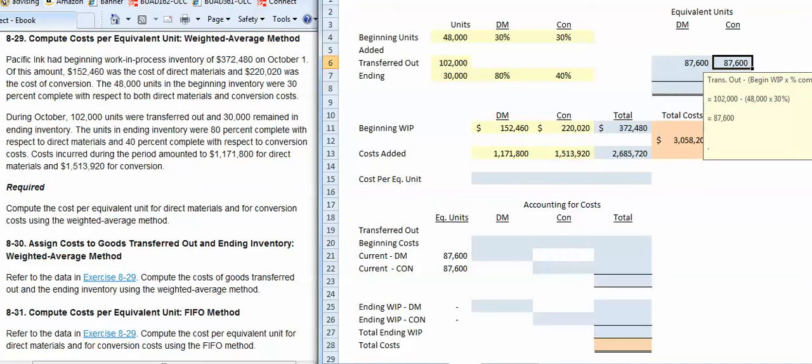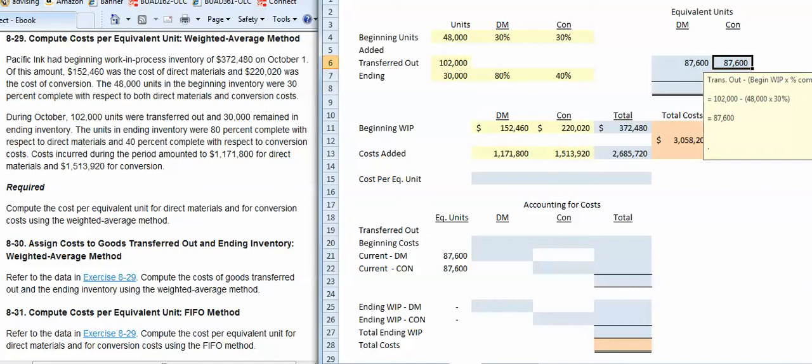We're going to do the same calculation for the equivalent units of production for conversion costs, and since they too had a 30% degree of completion, we'll end up with the same 87,600. And again, we do that by taking our total units transferred out of 102,000 and subtracting the stage of completion of our beginning work in process, which was our 48,000 units times 30%.